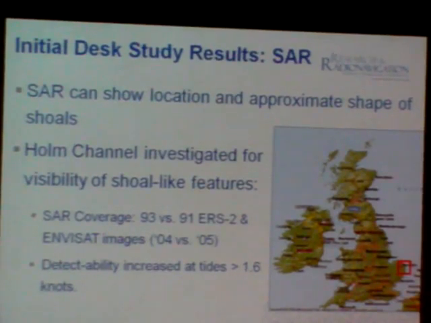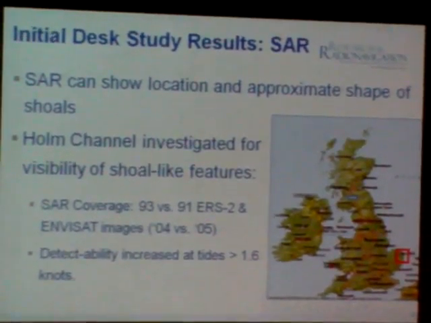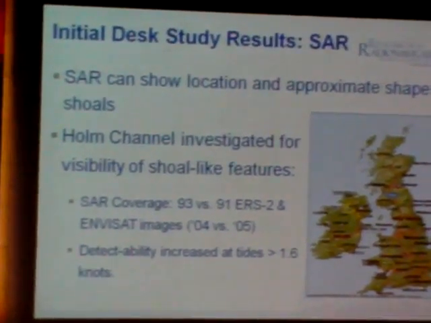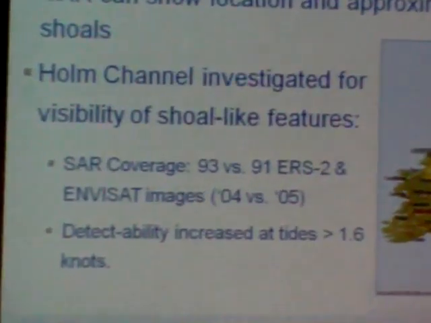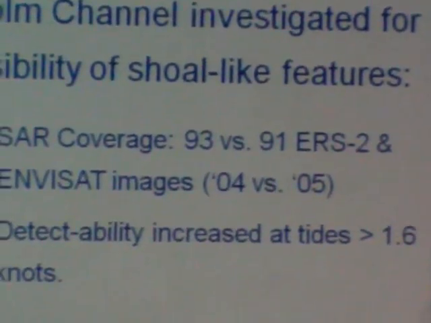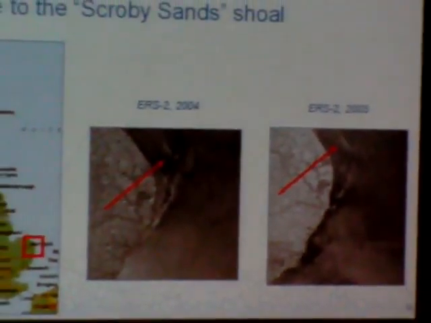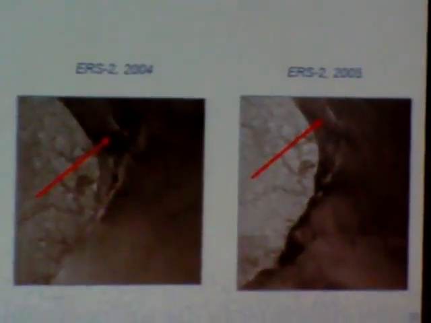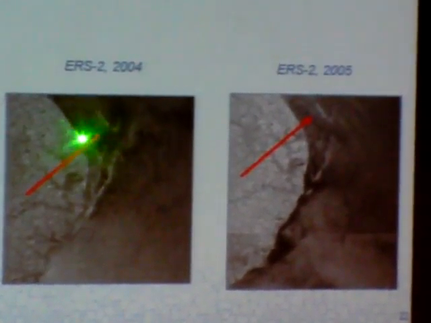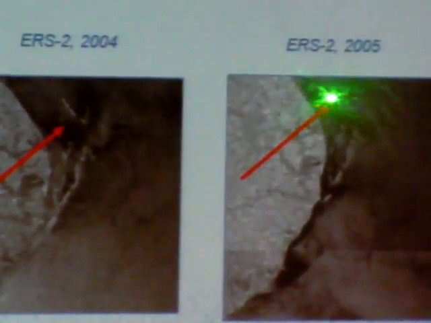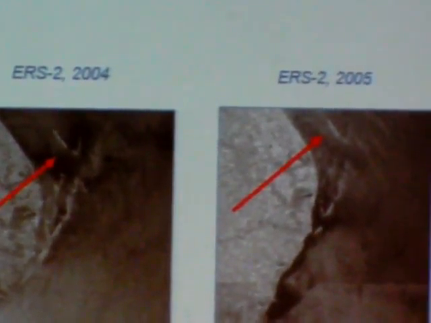The SAR measurements can show location and approximate shape of shoals. The Humber channel was investigated for the visibility of shoal-like features. And this showed the outline of shoals observed in an approximate V-shape year after year. The two pictures here, you can see the V and the V, and little or no change there.